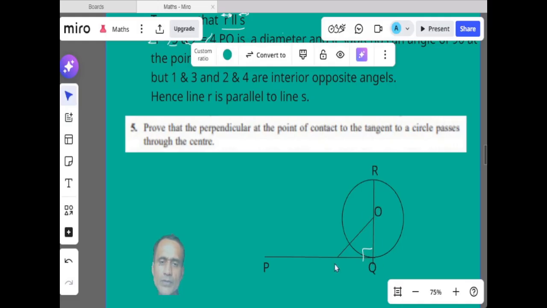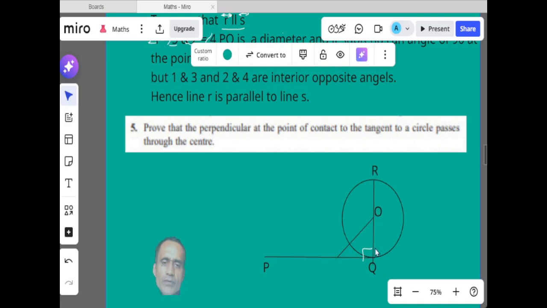So if angle RQP is 90 degrees and OQP is also 90 degrees, that means that O must fall on the line RQ. Hence, line OQ will pass through the center. So how did we prove it? We assume that there is a point R and RQ is the diameter of the circle, and Q is the point of contact, the point at which the tangent meets the circle.